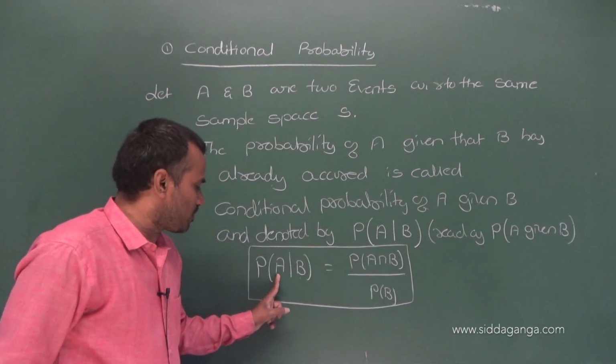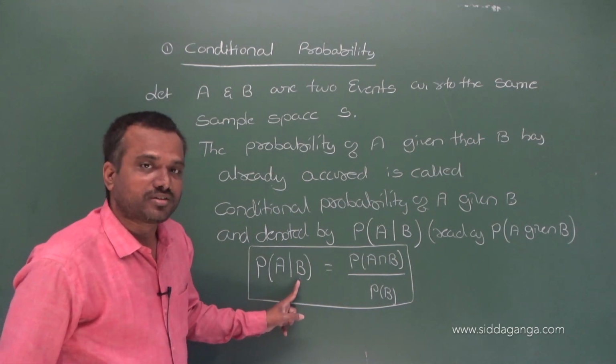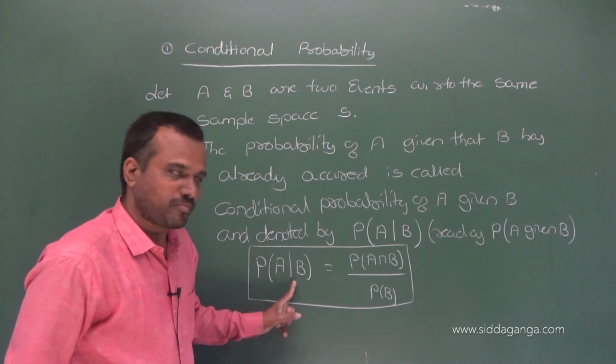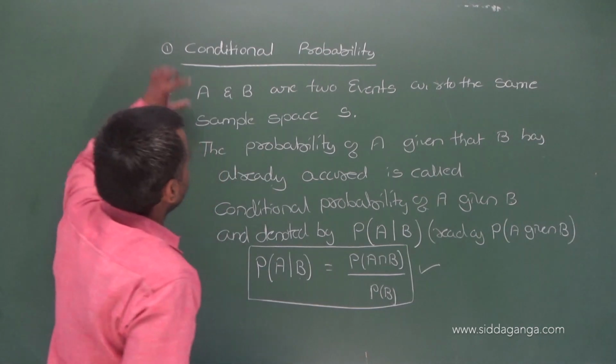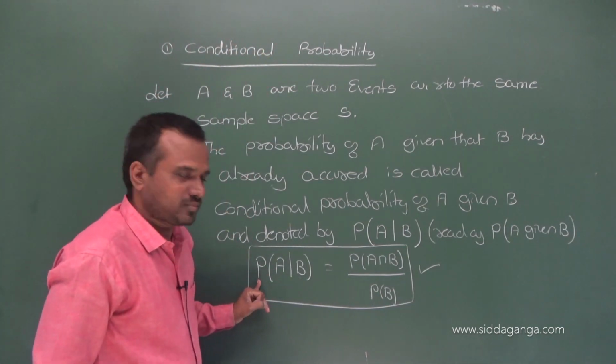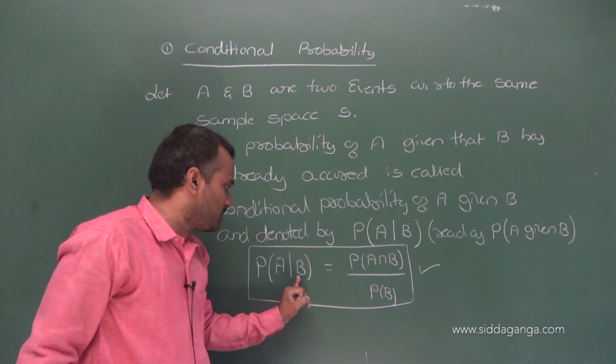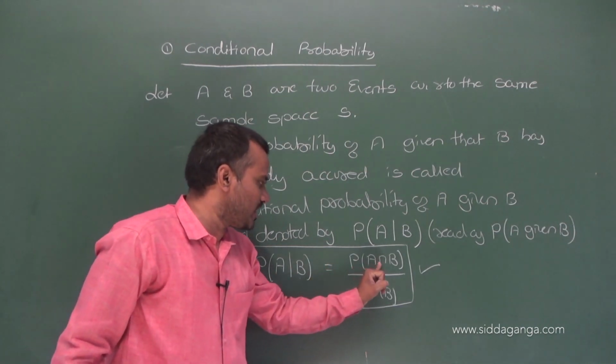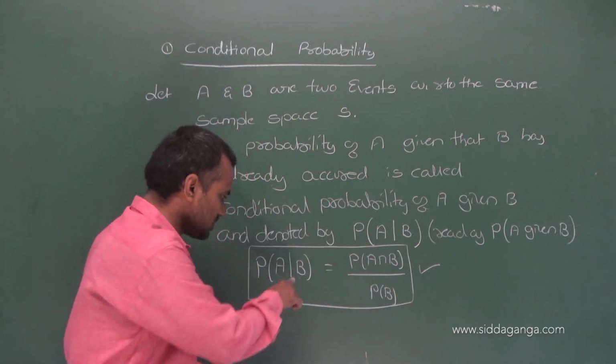So the conditional probability of A given B, this is the definition of conditional probability. P of A given B is equal to P of A intersection B divided by P of B. The last letter given is B, that's why B.